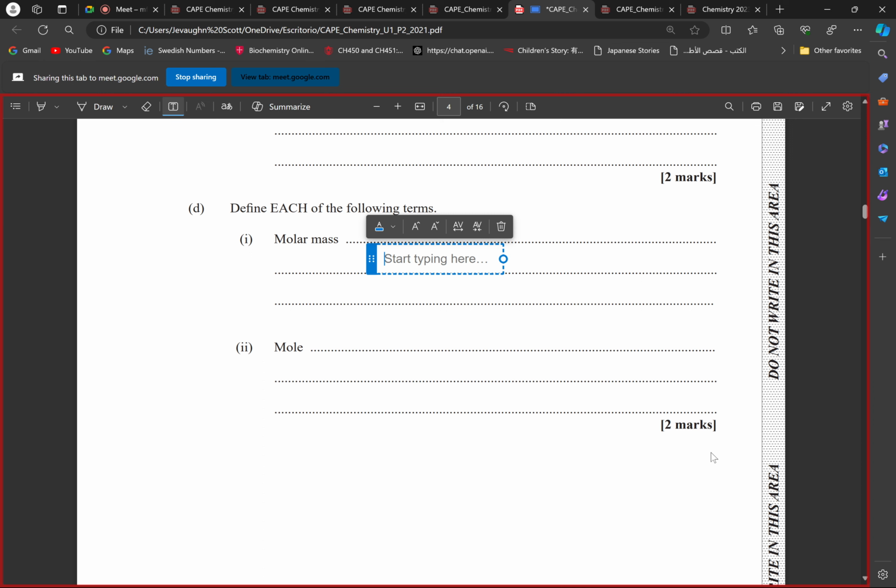That's what I say. So the mass of 1 mole of a substance measured in grams. What is a mole though?